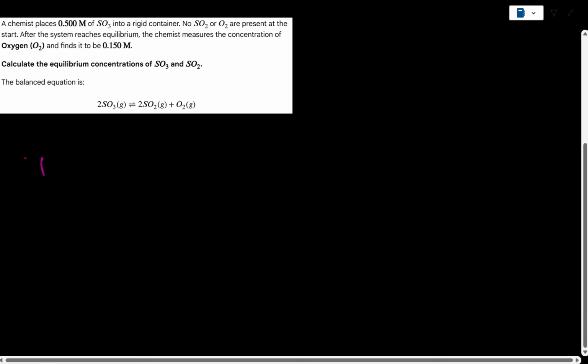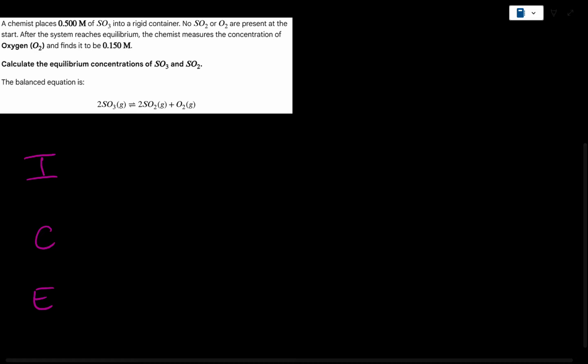Okay, so it's asking us to find the concentrations of SO3 and SO2 when they're at equilibrium. So first things first, let's set up our ice table. And to do so, you just simply do this. It's going to be an I, C, and E.